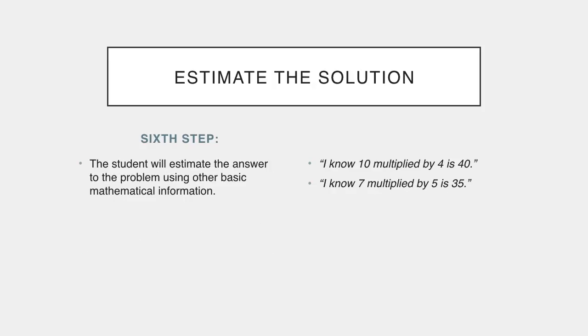The sixth step requires the student to use estimation strategies to estimate the answer for the story problem. This is why it's important that this overall strategy process is used once students have mastered basic mathematical techniques. A specific estimation step could utilize information a student knows from multiplication facts. I know 10 times 4 is 40. I know 7 times 5 is 35, and so on.